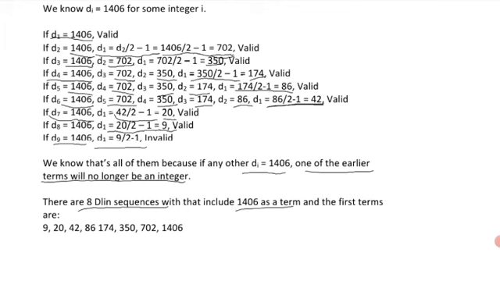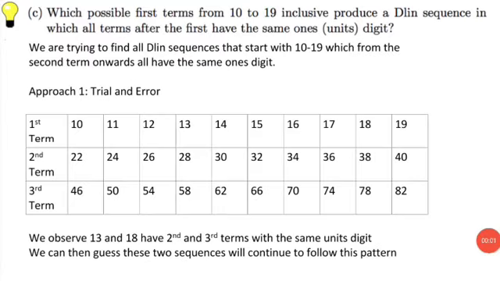And the first terms for these sequences are exactly the values that we calculated out, namely 9, 20, 42, 86, 174, 350, 702, and 1406. Part C reads, which possible first terms from 10 to 19 inclusive produce a d-lin sequence in which all terms after the first have the same ones or units digit?